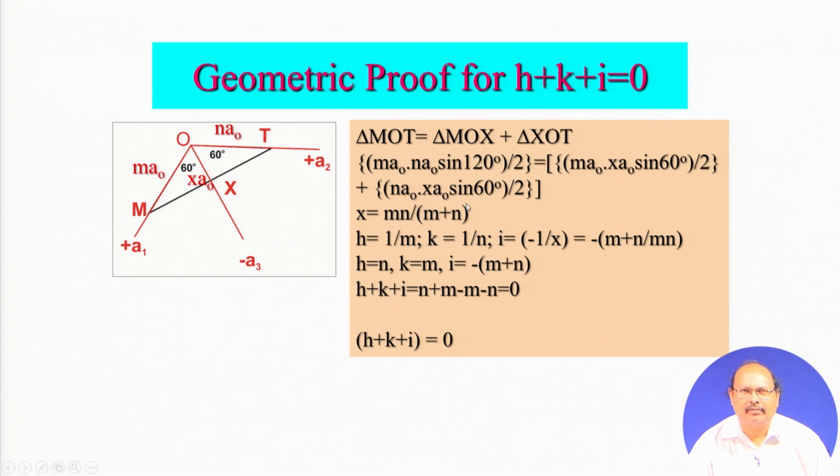So, on either side of the equality, in the denominator you have 2, in the numerator sine 60 degree, and you also have a common A0 square. So, if you eliminate that and make x on one side, then x becomes mn divided by m plus n. How can you relate it with the Miller-Bravais indices, that is h k i?